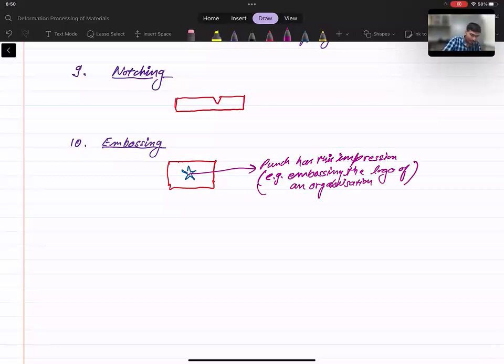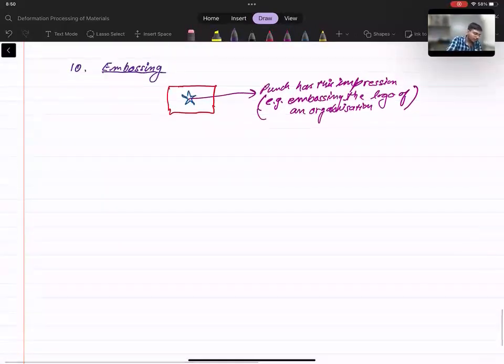So this is known as embossing. The next process is coining, and it is an extended form of embossing where both the punch as well as the die will have the impression, and the impression will get transferred to the blank on both the sides. In this way, the coins are made. You must have seen coins which have impressions on both the sides. So the coining process is adopted where punch and die both have the impressions.